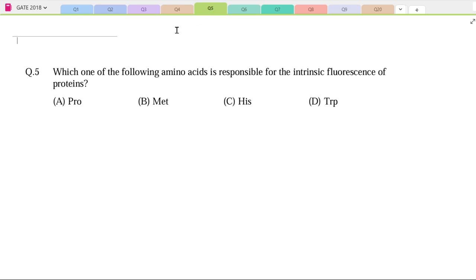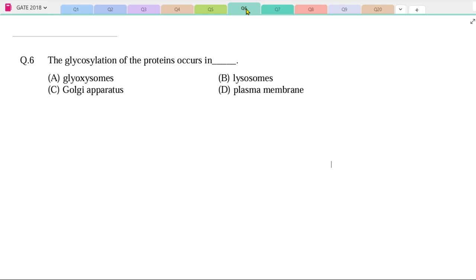Which one of the following amino acids is responsible for the intrinsic fluorescence of proteins? This is a very simple question, and the fluorescence of proteins mainly comes from the aromatic amino acids. Here tryptophan is the right answer, and that is mainly responsible for the intrinsic fluorescence of proteins. We also use spectrophotometric methods to quantify the concentration of protein based on the presence of these aromatic amino acids. Alright, moving on to the next question.